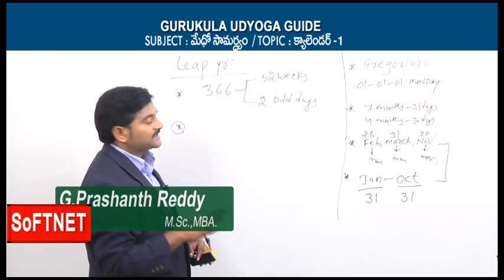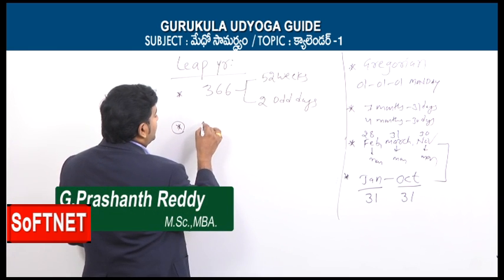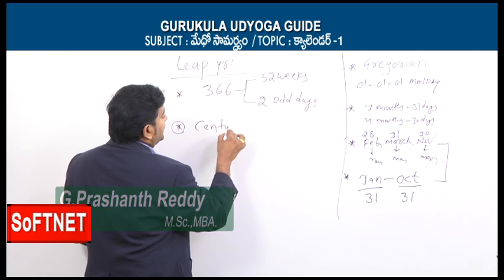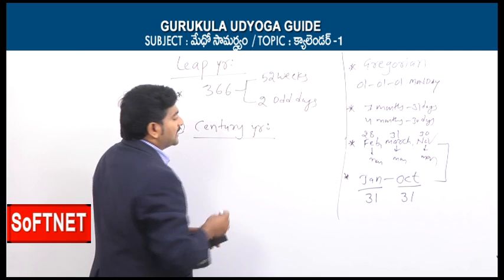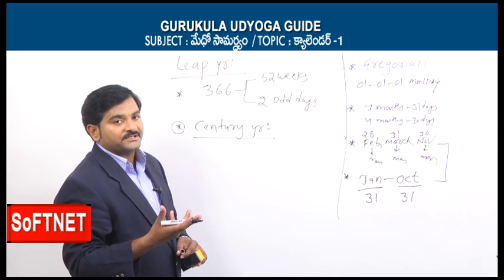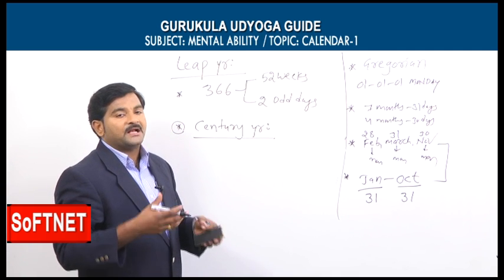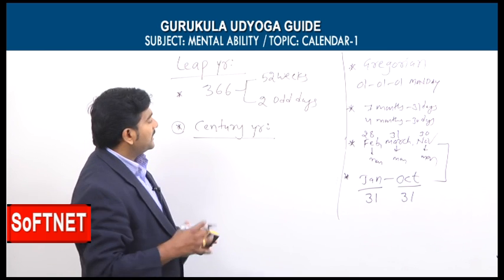So before going to discuss that part, we need one more definition, that is century year. After discussing this century year definition, we'll focus on leap year, by seeing, by observation, which year is said to be leap year and which year is said to be non-leap year.